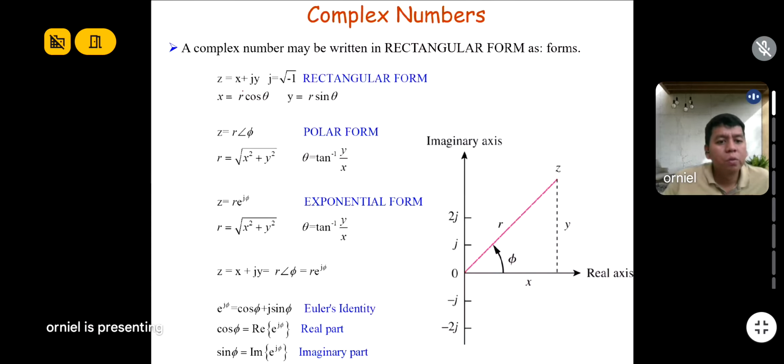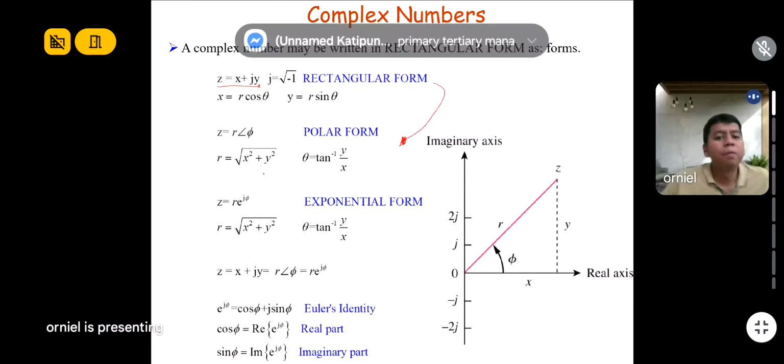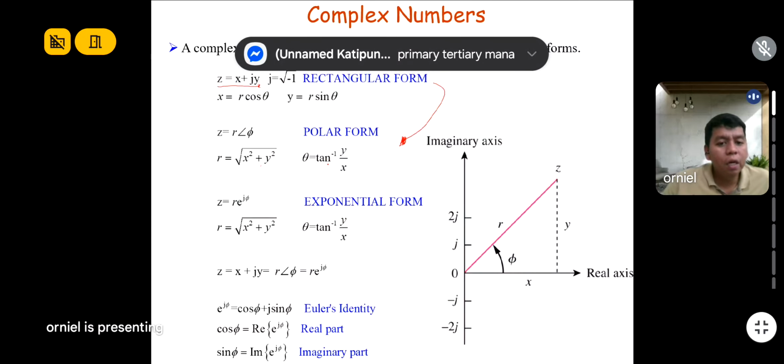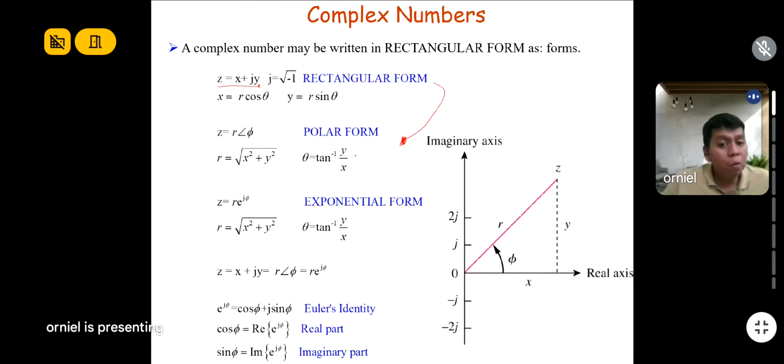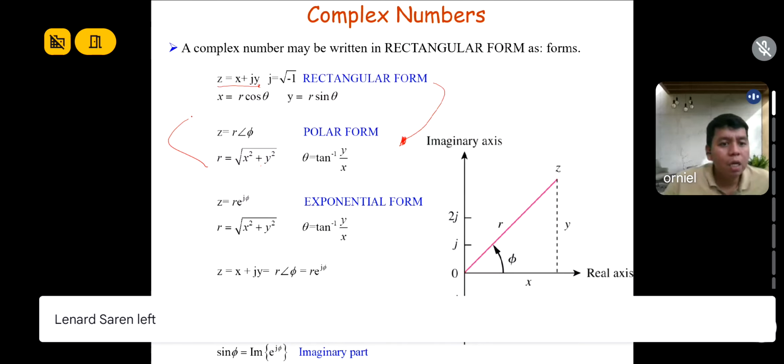To get the value of the polar from the rectangular form, we have to convert it like this: r is equal to the square root of x squared plus y squared, and also for theta. Or vice versa, from polar to rectangular.